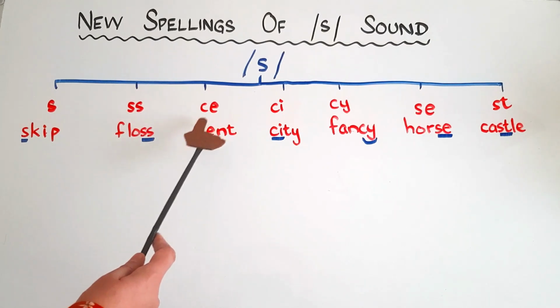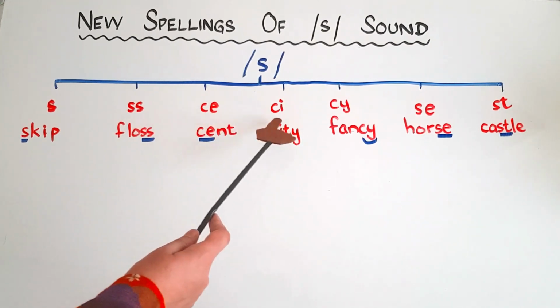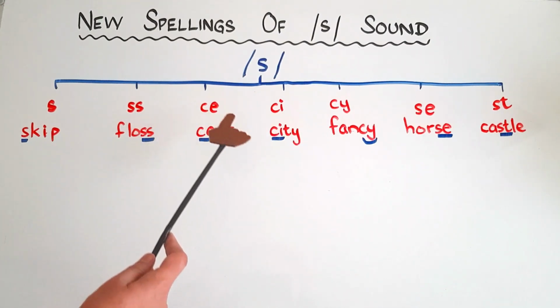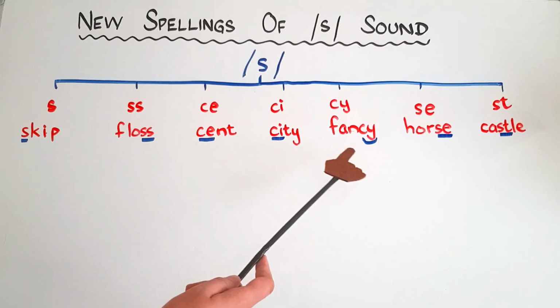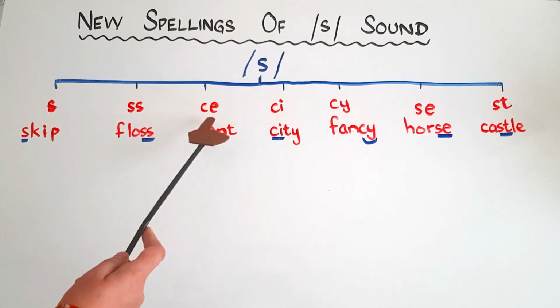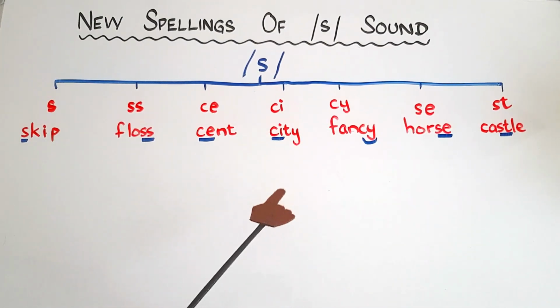Then we have the soft C rule. Whenever C is followed by E, I or Y, it says the S sound, as in scent, city, fancy. All these C's are saying the S sound, not the K sound, right? If you want to learn this rule, again, you will find the link in the description box.